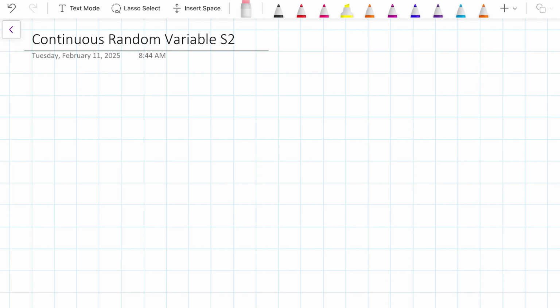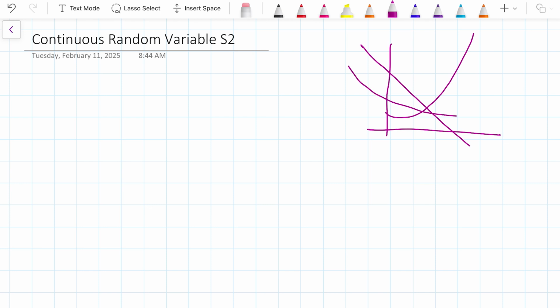So in today's class, we are going to start with S2 and the first topic that I'm going to discuss is continuous random variable. This is a very easy topic and I'll quickly go over the concepts that are there in this topic and then move on to the past paper questions. Alright, so the different probability functions can be represented through different graphs. For example, you can have a linear probability function, you can have a quadratic probability function, you can have an exponential probability function, any sort of a function.